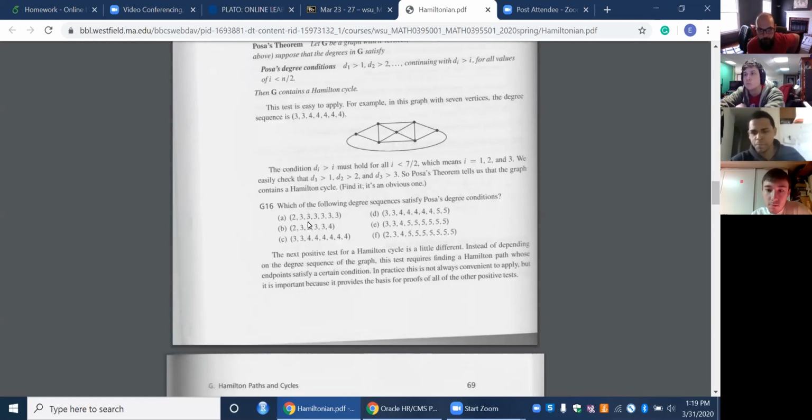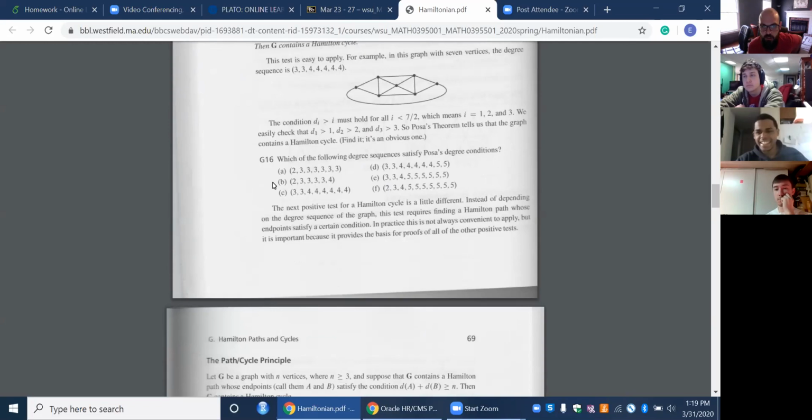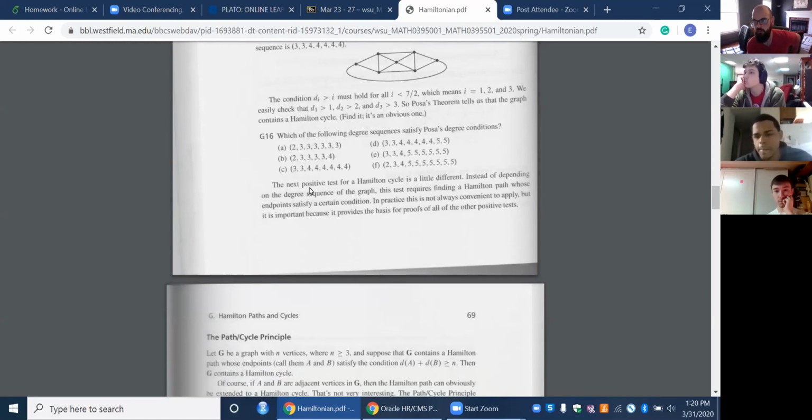Do you agree or disagree? So you said A doesn't. We did A and B with the other group. D, you said D definitely doesn't because of the 4th position, right? Let's see. The rest do satisfy Pósa's degree condition. Yeah, C does. B, C, E, and F all satisfy besides A and D. I kind of enjoy doing those. You just divide by 2, it's got to be less than that number, and then look at the degree sequence. Pretty straightforward. I agree with you, Edwin.